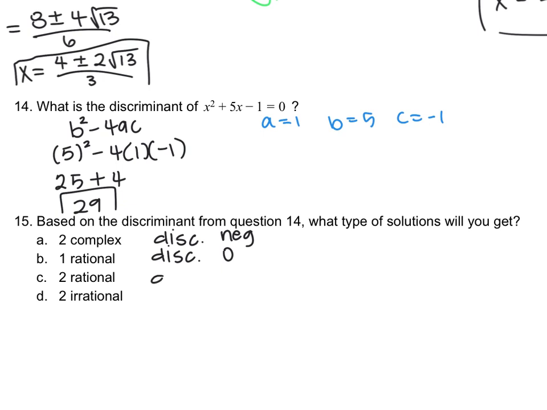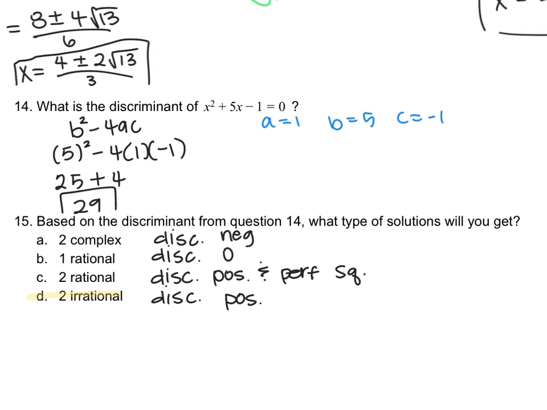We get two rational solutions if the discriminant is positive and a perfect square. And it's two irrational if our discriminant is just positive. So looking at 29, it's not negative, it's not 0. It is positive, but it's not a perfect square. So that leaves us with two irrational solutions.